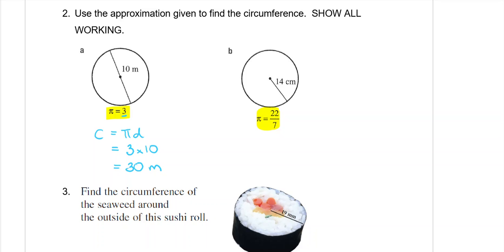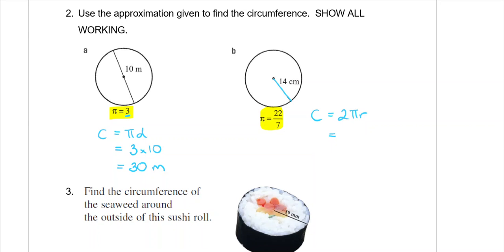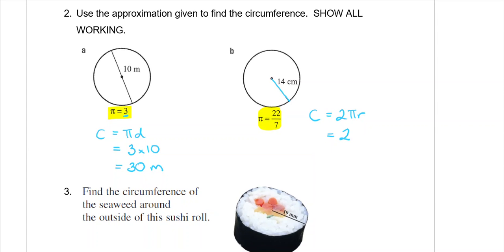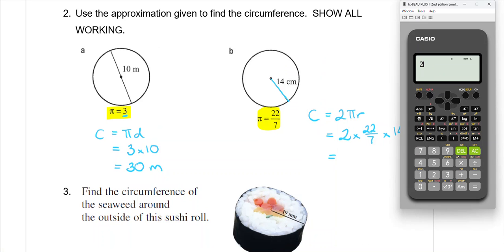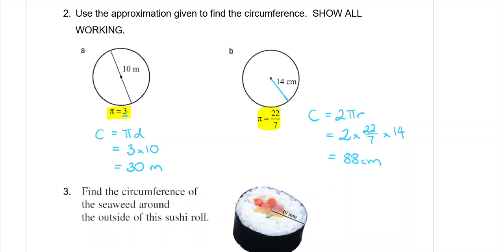So question B, let's do another one. This time we have from the center to the edge, which means we are using the radius formula. C is equal to 2 pi r. On the second line, instead of using the pi, we're going to replace the pi with the 22 over 7. So I need some times signs. I need a 2 times, the pi is replaced with a 22 over 7, then times, the r is replaced with the radius, which is 14. Okay, and then we're going to calculate that. So 2 times 22 over 7, and then times 14, it comes out to be 88 centimeters.